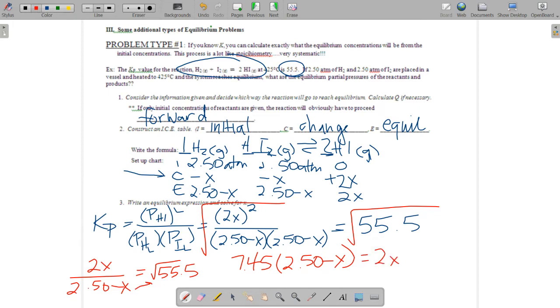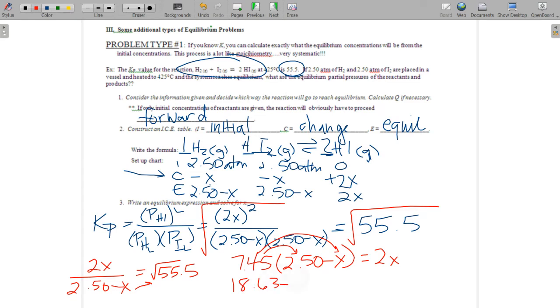And then when you do the multiplication of that, you get 18.63 minus 7.45x equals 2x. Now you got to move this over to this side so that the x's are together.